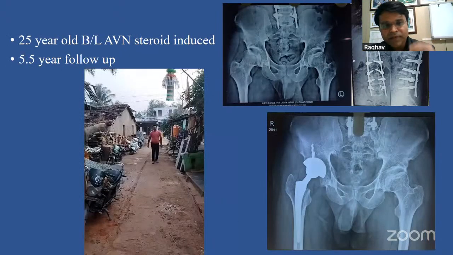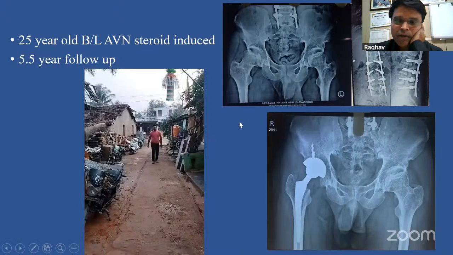Now this is the one case which really surprised me a lot. As you can see in the picture, completely post-collapse, stage grade 3 on both sides, again steroid induced. He had multiple vertebral collapses at the same time, which got fixed somewhere else. He was completely non-ambulant, almost bedridden because of the paraparesis, and he had bilateral involvement of the hip as well. So I did core decompression on both sides, arthroscopic assisted, but on the right side, after 1 year, because of persistent pain, I had to convert to THR.